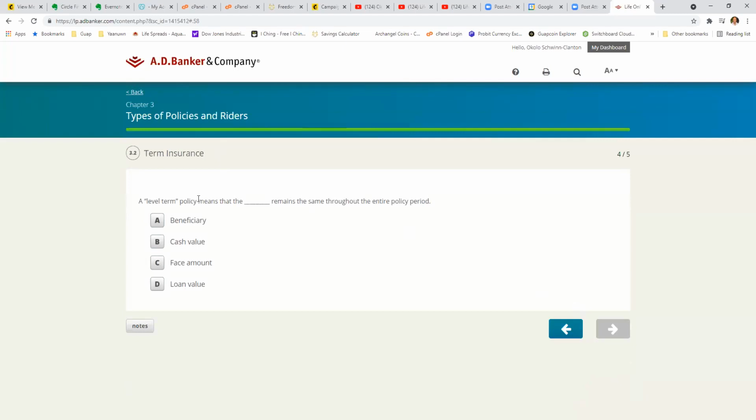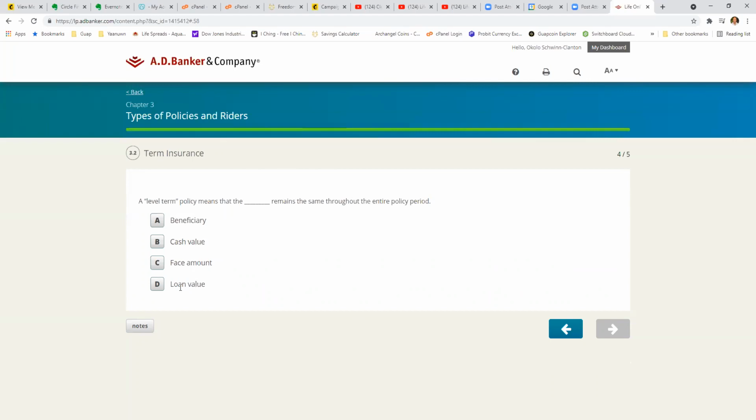A quote unquote level term policy means that the blank remains the same throughout the entire policy period. Beneficiary, the cash value, the face amount, or the loan value. Anyone have a guess? Cash value? So a level term policy. Term policies don't have cash value. The beneficiary, you can change at any time. Loan value. Face amount.